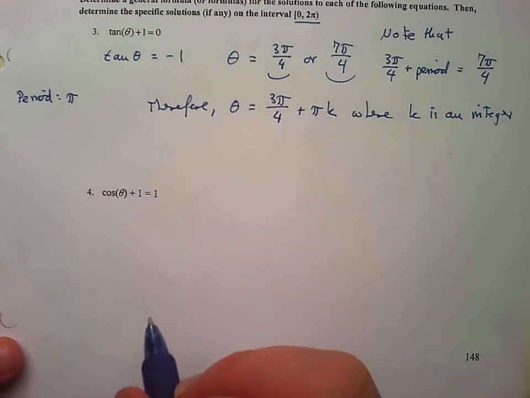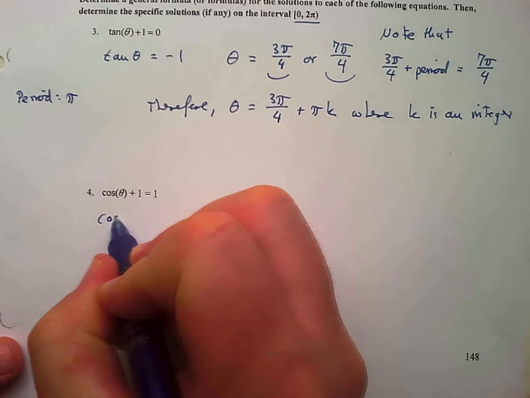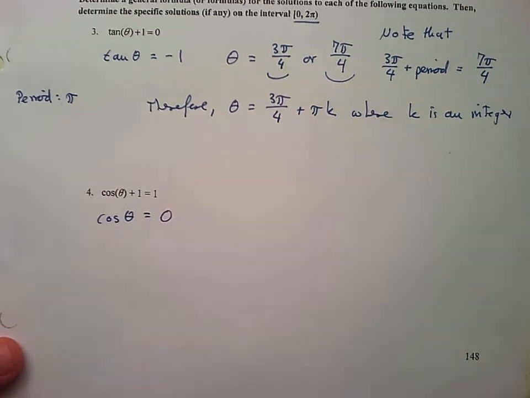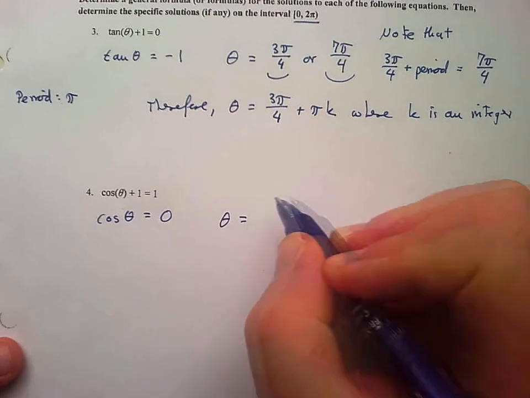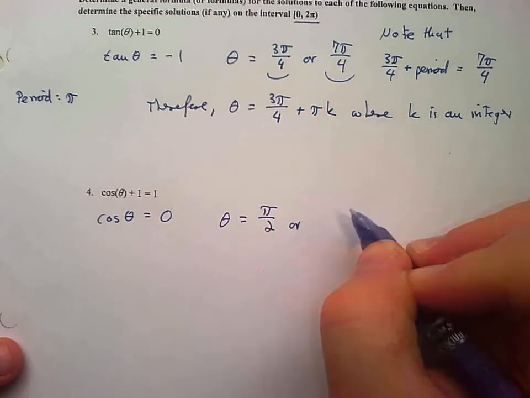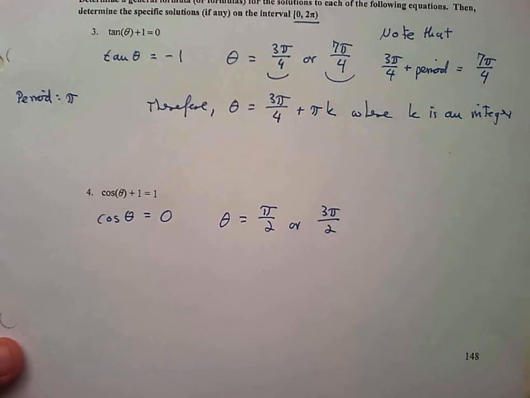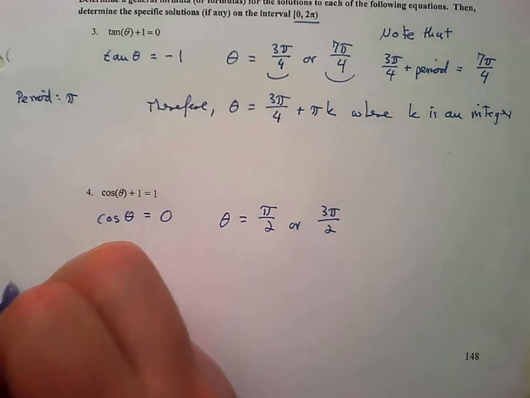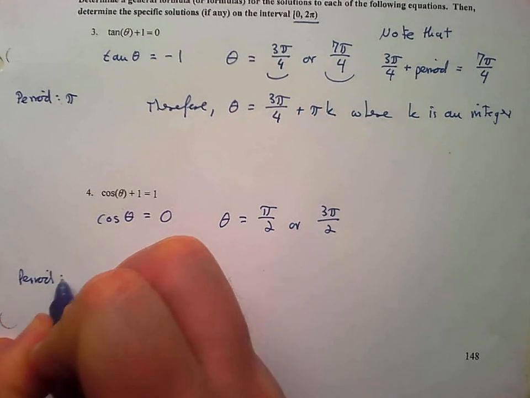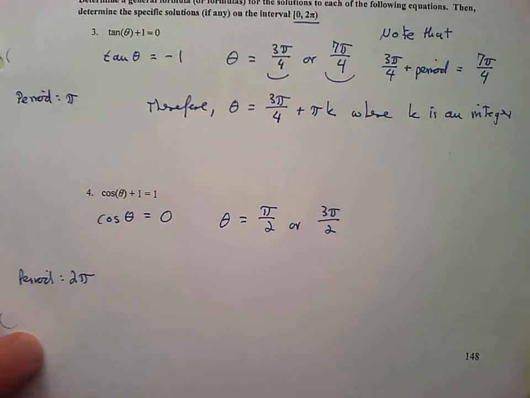Again, we're trying to solve for theta. So therefore, what we're going to do is we're going to say that cosine of theta is equal to 0 by subtracting 1 from both sides. Now, on the interval from 0 to 2 pi, when does cosine of theta equal 0? Well, theta can be equal to pi over 2 or 3 pi over 2. And here we should note that our period is equal to 2 pi.